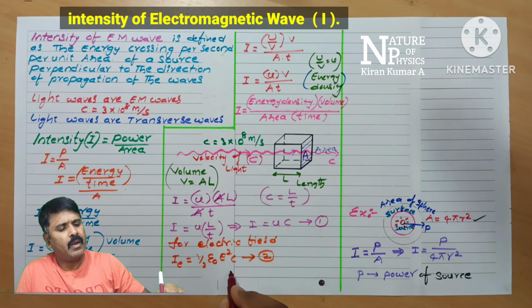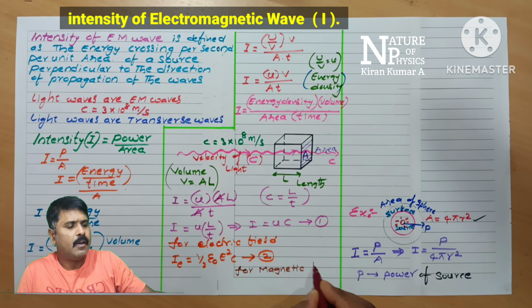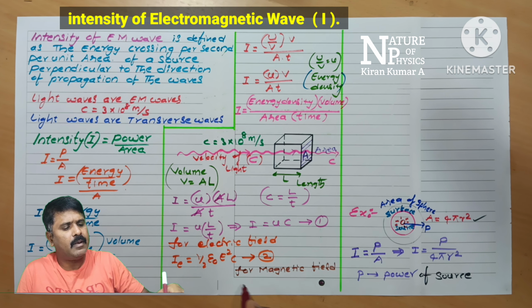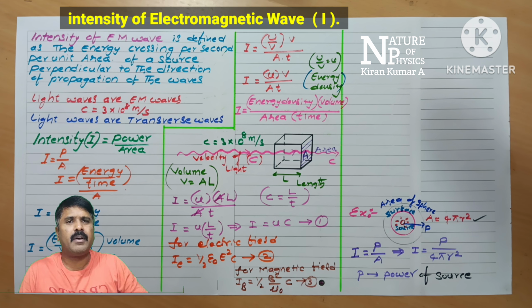Next, for the magnetic field, I_B is equal to half times B square divided by mu naught, times C. I can write this as equation number 3.